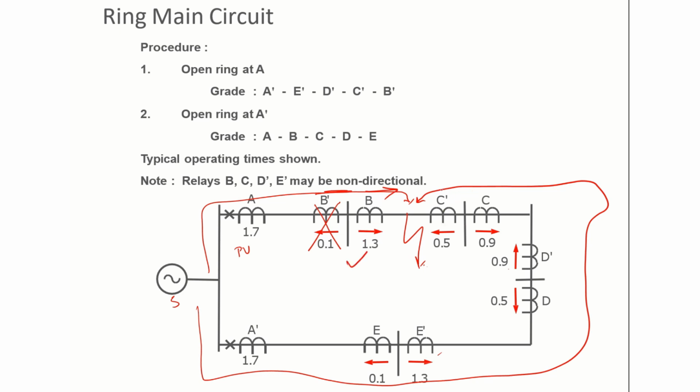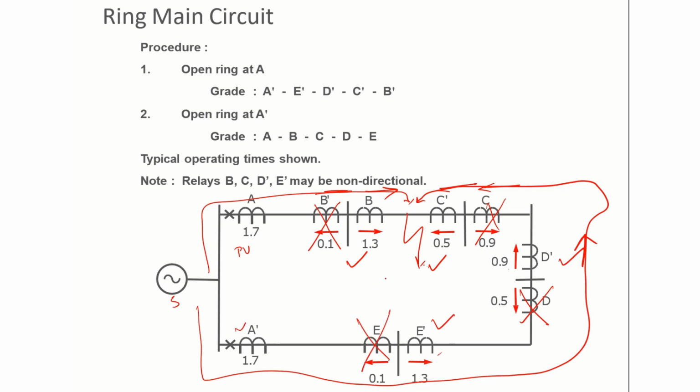If you come here, for this relay, the current direction is this. Setting is also this. So this will pick up. This relay will not pick up because the current direction is this, but the setting is in this direction. For this relay, now the current direction is this. The setting direction is also this. So this will pick up. This will not pick up. This relay will pick up. This relay will not pick up, and this will pick up.